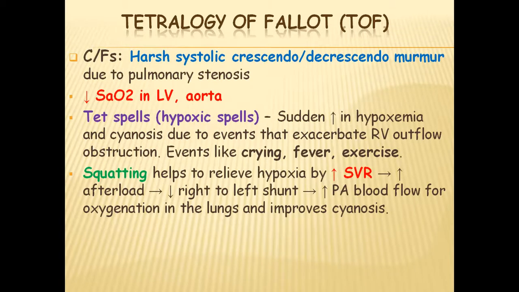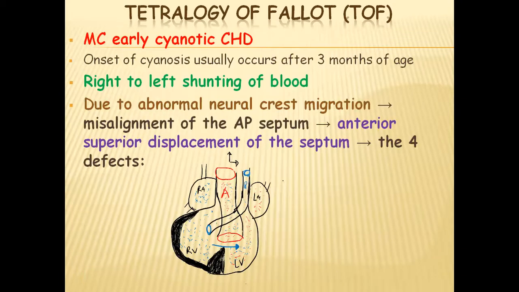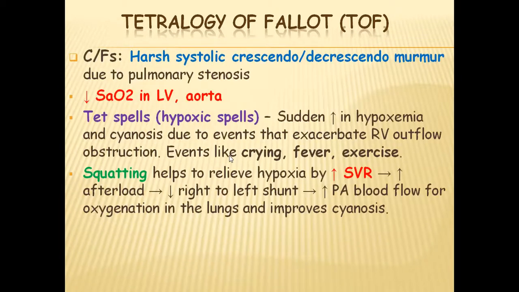This patient can also have what we call the tet spell or hypoxic spell. This is due to a sudden increase in hypoxemia and cyanosis due to events that exacerbate right outflow obstruction, an event like crying, fever, exercise. So any of these events can further worsen the pulmonary stenosis, right? Thereby increasing the pressure in the pulmonary artery, and that's also going to further increase the pressure in the right ventricle, thereby leading to more deoxygenated blood being shunted to the left ventricle, and more deoxygenated blood will be leaving through the aorta, and thereby worsening their cyanosis.